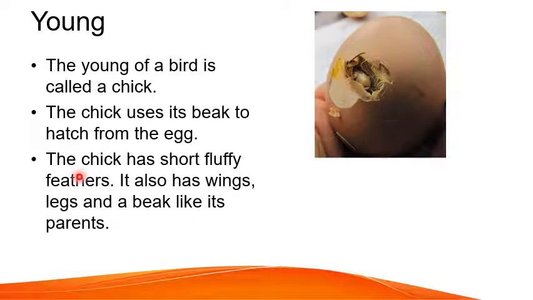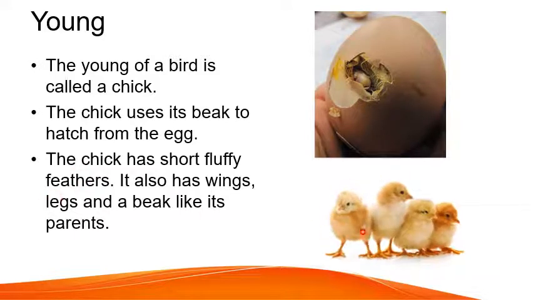The chick has soft, fluffy feathers. You can see here, they're soft, they're fluffy, they're very cute. It also has wings, so wings are on the side there. Legs, you can see all the legs over there. And a beak. Just like its parents. The young of a bird looks like its parents.